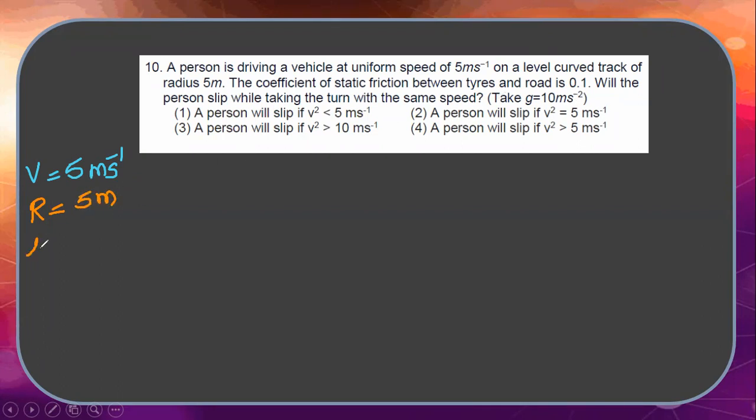Coefficient of static friction, mu s, is given as 0.1. While taking the turn, acceleration due to gravity is given as 10 meters per second square. This is the data they have given, and they asked us to calculate whether the person will slip while taking a turn on this curved road.